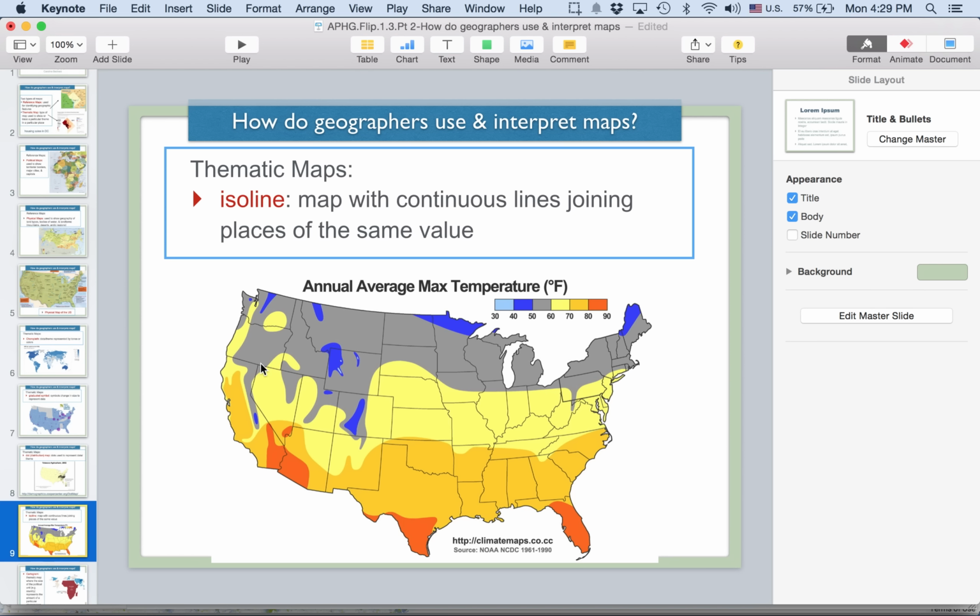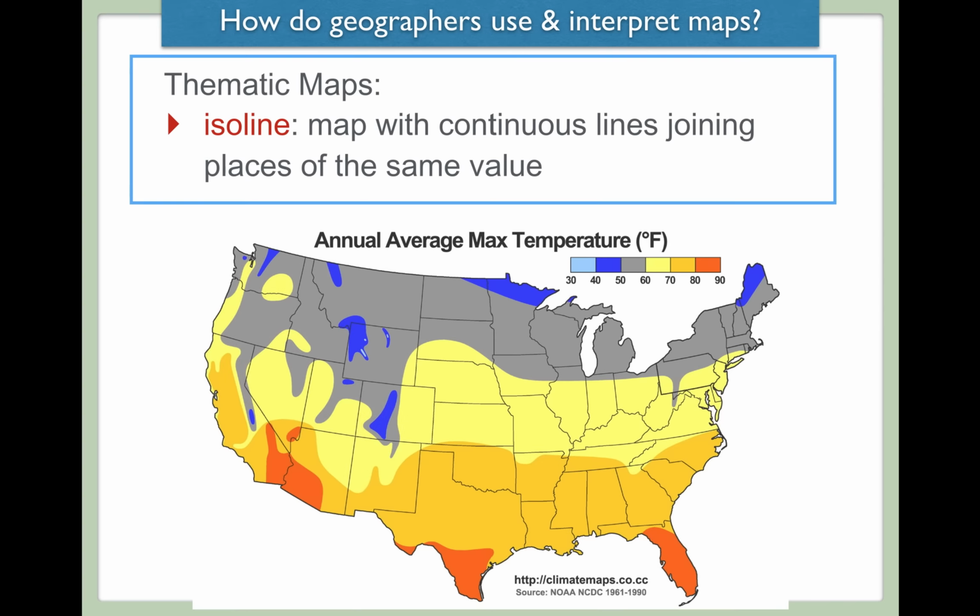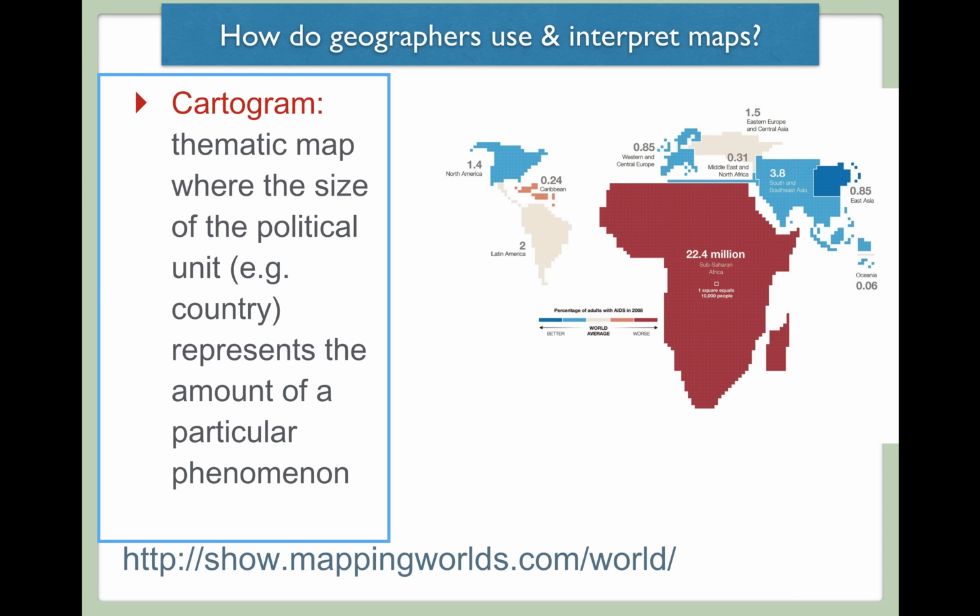Those continuous lines join places with the same value. So everything in light yellow that's encompassed in that light yellow has an average annual max temperature of somewhere between 65 to 70 degrees. Or if we have this area here, these continuous lines encompass areas where the average annual max temperature is over 80 to 90 degrees. So that's a commonly used different way to show that theme or that data, using lines.